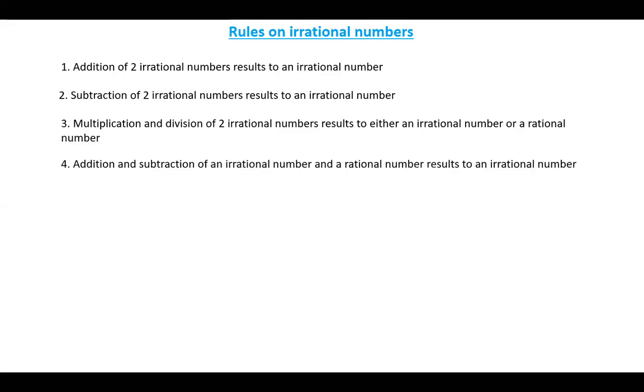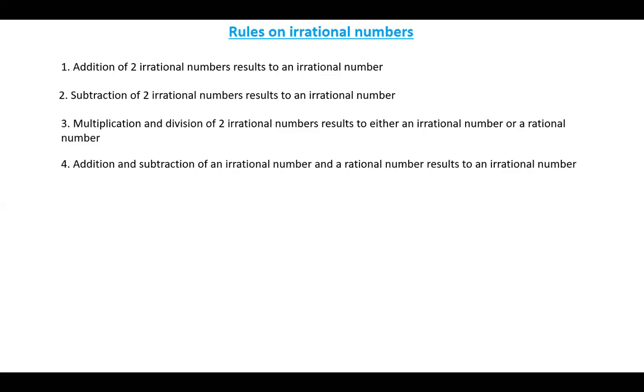And then here you can see that the addition and subtraction of an irrational number and a rational number results in an irrational number. So in short, when you add an irrational number to any other number, or to a rational number, your answer is going to be an irrational number. When you add an irrational number with a rational number, the result will be irrational.